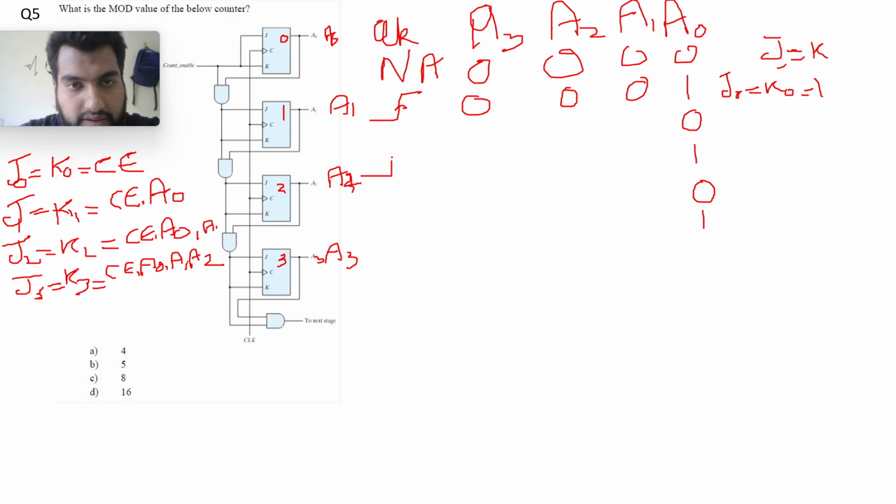Now my second clock pulse. As I told you, my J0 K0 is 1, so it will toggle, so we don't need to worry about that. My J1 will be equal to count enable, that is 1, AND A0 that was 1, so it will be 1. And my J2 will be equal to count enable AND A0, that is 1, but A1 was 0 in the previous cycle, so it will be 0, and the same for A3.